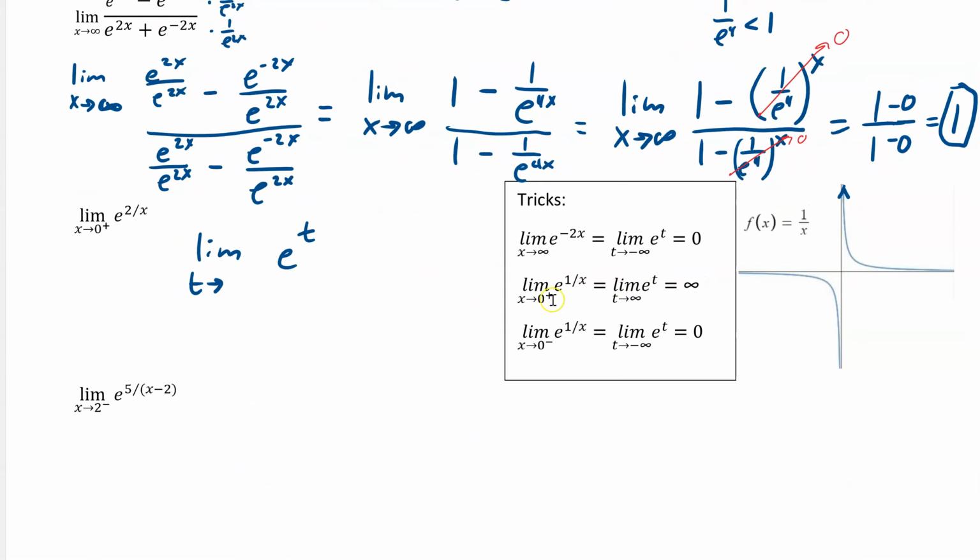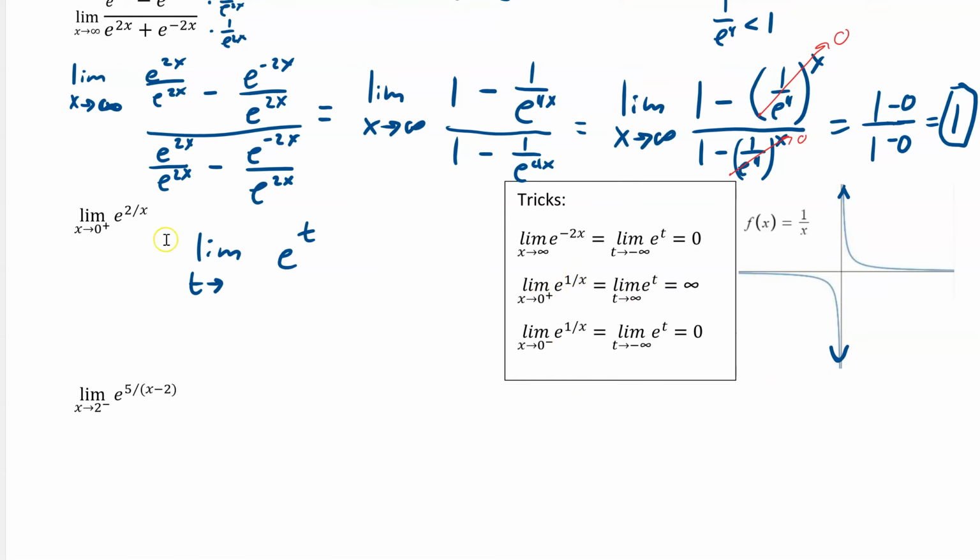Okay, so now where do they come from? So if we have 1 over x, that's our graph here. If we're approaching 0 plus, that's from the right, you can see it goes off to infinity. And 0 minus, that's from the left, and you can see it goes off to negative infinity. So that means our 1 over x here is our t, so our t is approaching negative infinity. And our 1 over x, which is our t, and our t is approaching infinity.